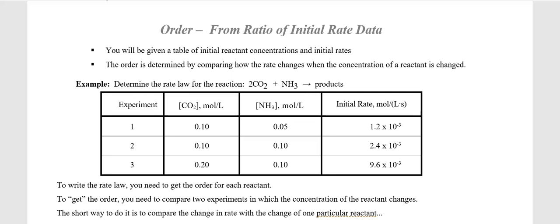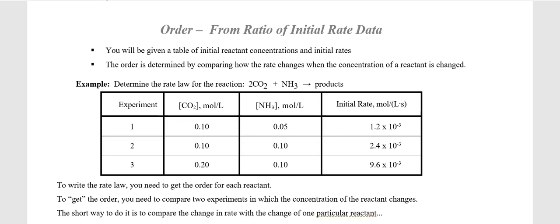It's one more time talking about kinetics. We still have a couple more to go after this one, but right now we're just talking about order. Order, remember, is the dependency of the rate on the concentration of a reactant. There's a couple ways to get it. It's always from the experiment. This is way number two. The last one was mechanism. This is from a ratio of initial rate data.